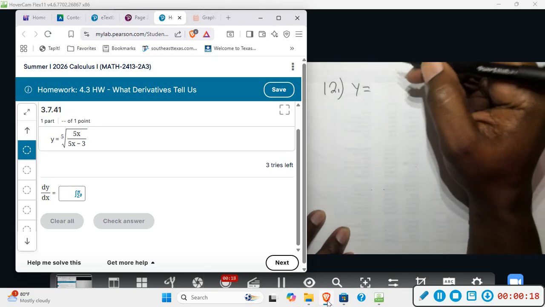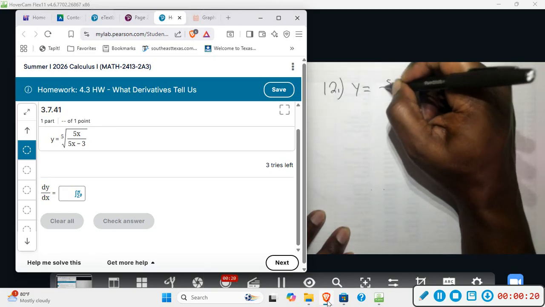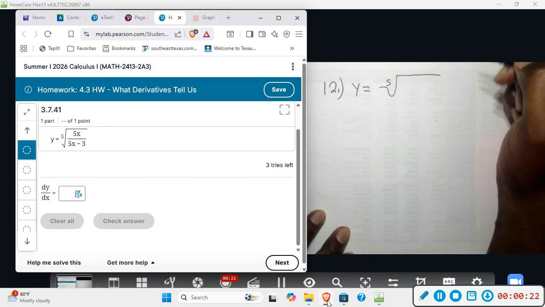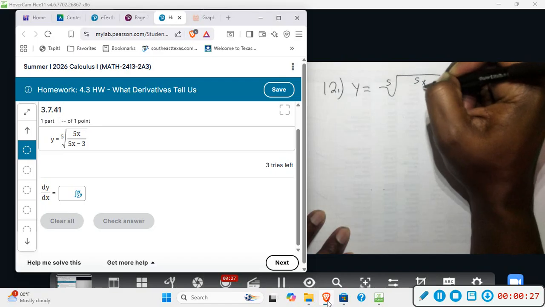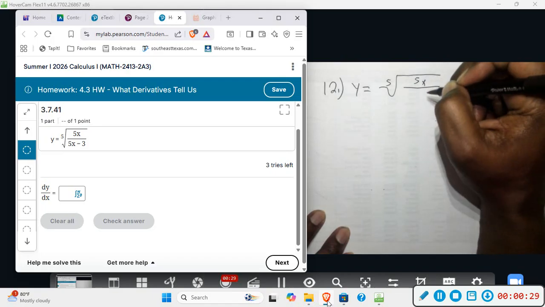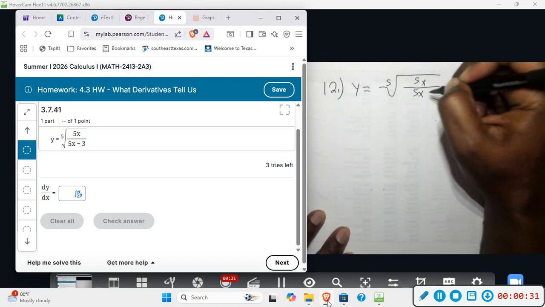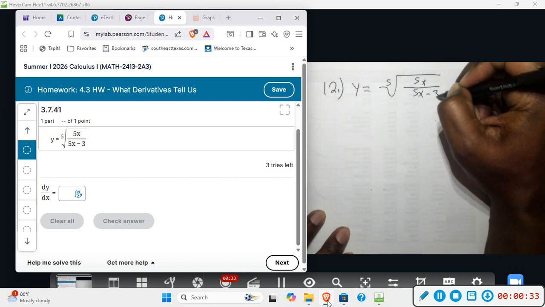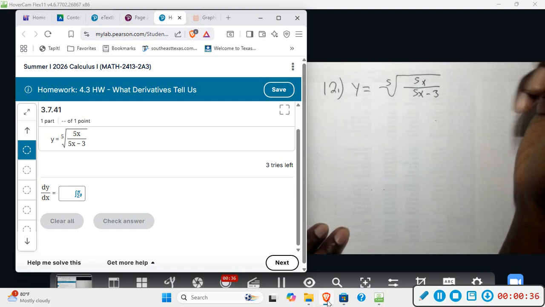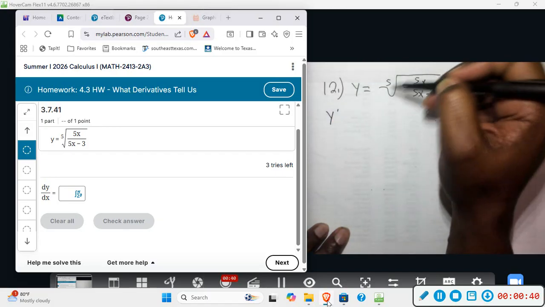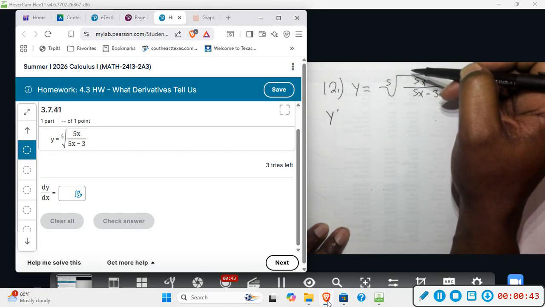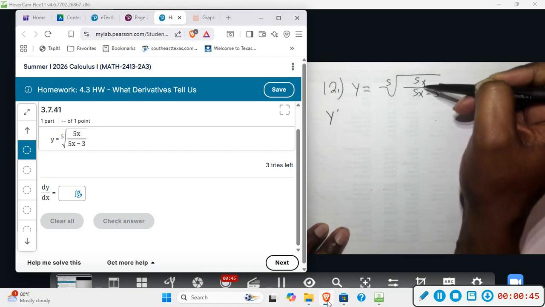So we have y equals the fifth root of 5x divided by 5x minus 3. Okay, so y prime is going to be the derivative of the outside times the derivative of the inside using the chain rule. The derivative of the inside requires the quotient rule.